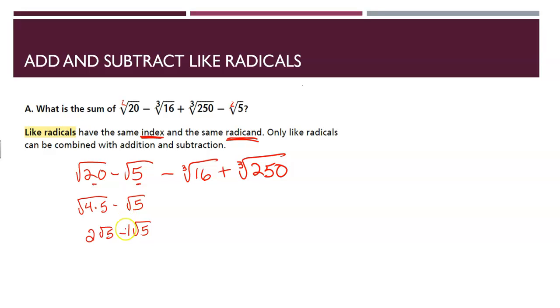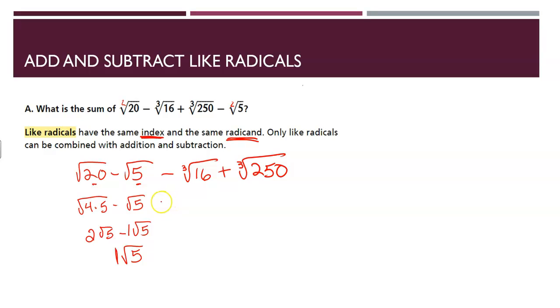Well, that one, now I can see, because I have 2 of this thing, and I'm subtracting 1 of that same thing. So that leaves me with 1 of that same thing. So this is 2 square root of 5s minus 1 square root of 5 will give me 1 square root of 5. And you can have the 1 there or not. It's not necessary.